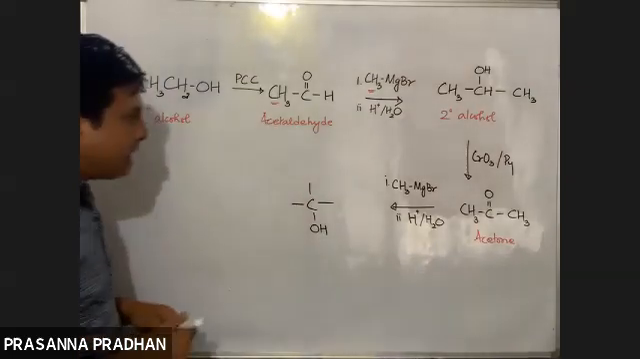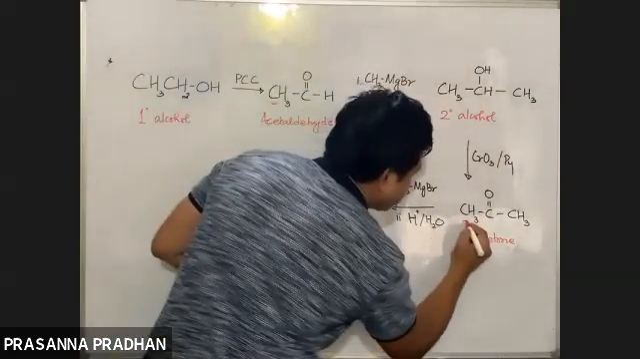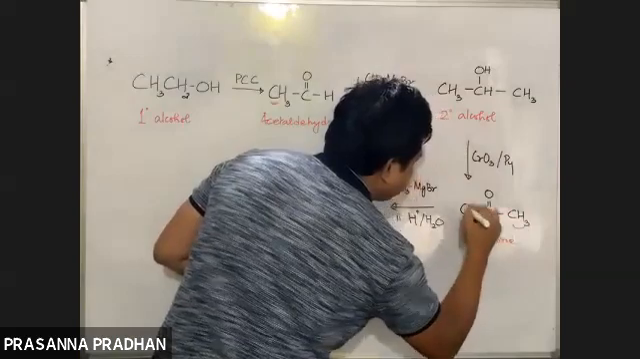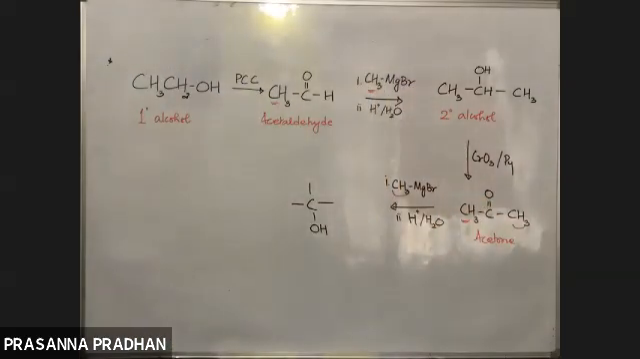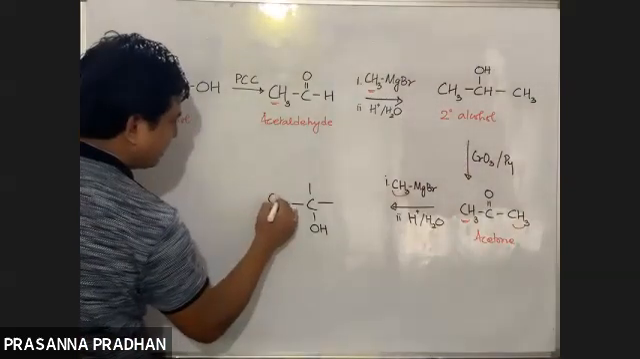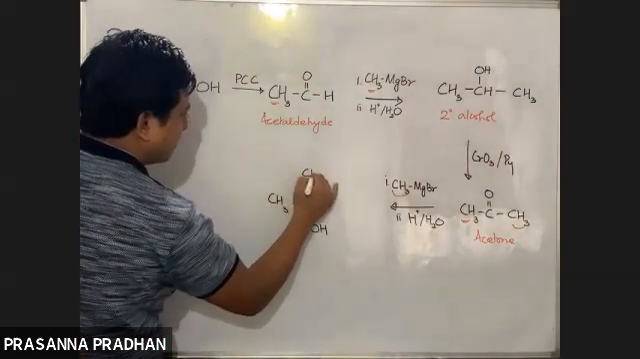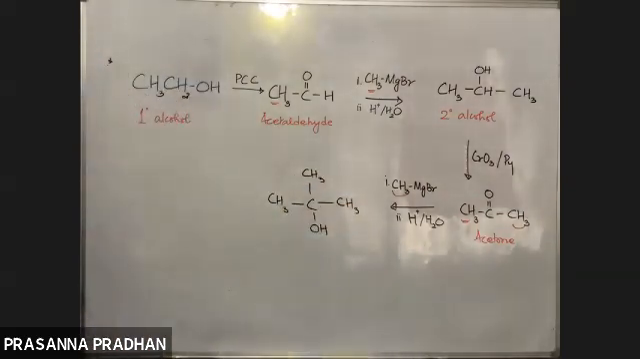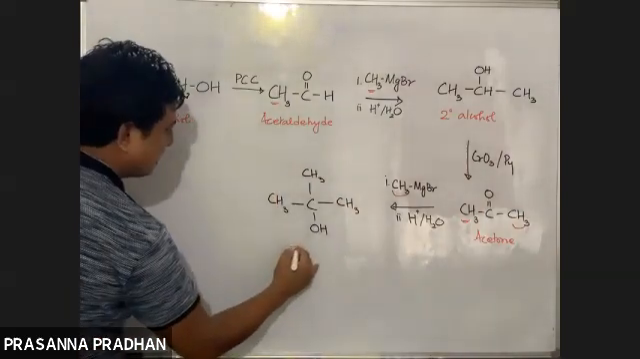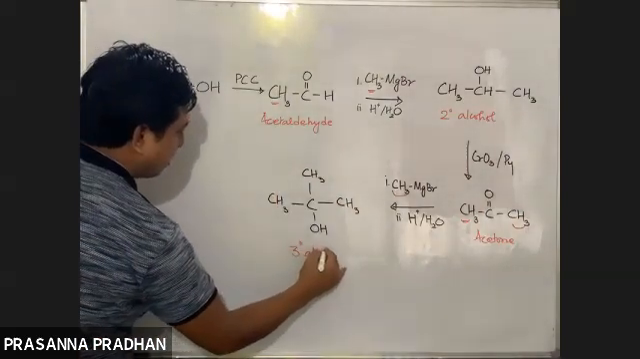Now there must be 3 alkyl groups. 2 alkyl groups must come from the ketone, and 1 alkyl group must come from the Grignard reagent. In all the cases, we have CH3. So yes, CH3, CH3, CH3. So which alcohol is this? Tertiary butyl alcohol. What degree alcohol is this? This is a 3 degree alcohol.